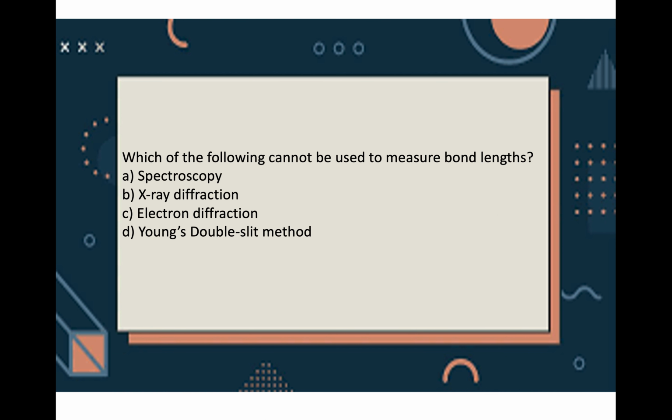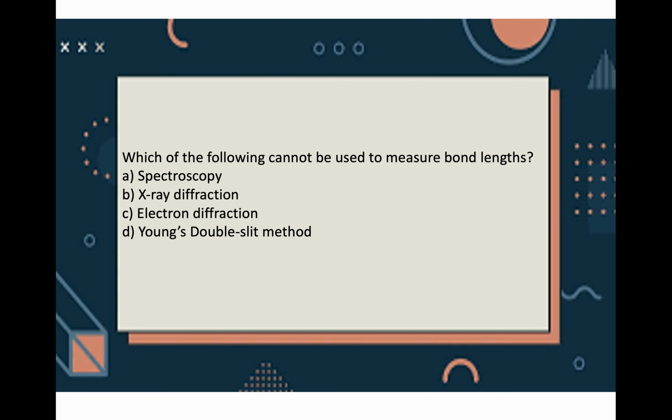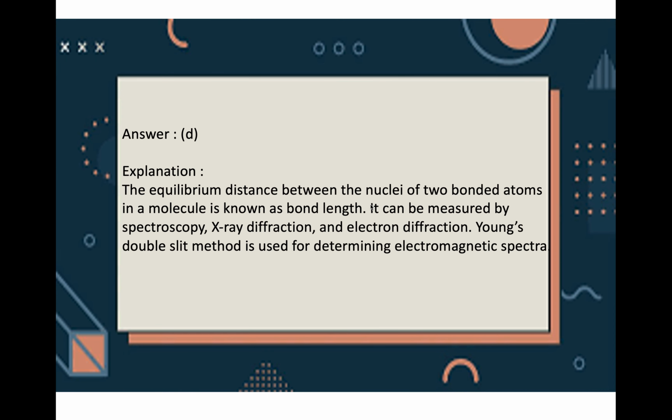Next question, which is the one that cannot be used to measure bond length? This is spectroscopy, X-ray diffraction, electron diffraction, or Young's double slit method. The answer is option D, double slit method, because the equilibrium distance between nuclei of two bonded atoms in a molecule, that is what we call bond length, is measured by spectroscopy, X-ray diffraction, and electron diffraction. But Young's double slit method is used for finding the electromagnetic spectra. So just notice the question, which cannot be used. Don't mistake the question or get confused. So correct answer is option D.